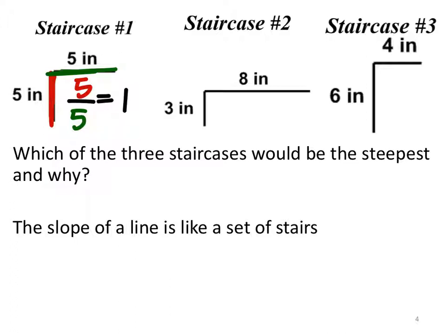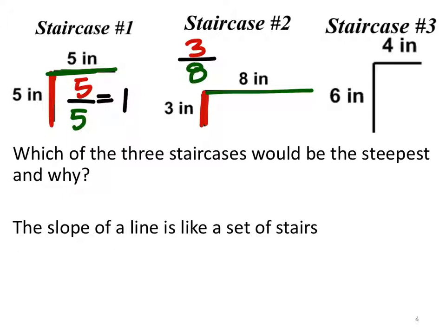Staircase number 2, right? We have a vertical length of 3 inches compared to its horizontal length of 8 inches right here. And that's a fraction which we want to keep this way, and it is fully simplified as 3/8. Now, if we found that decimal value, we would find that it is lower than 1, which is why staircase 1 is steeper than staircase 2.